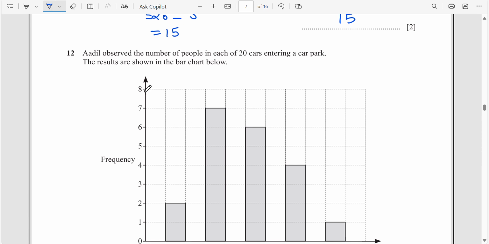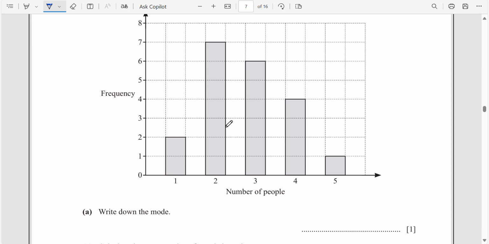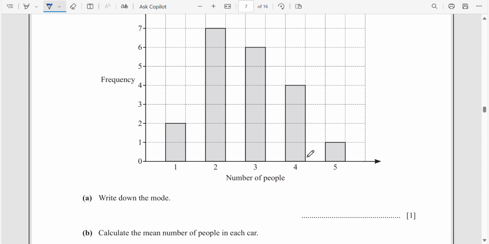Adil observed the number of people in each of 20 cars entering a car park. The results are shown in the bar chart below. Here are the number of people, and this is the frequency. So part A is write down the mode. So the mode is any number with the highest frequency. So you can see 2 is the one with the highest frequency. So our mode is 2.